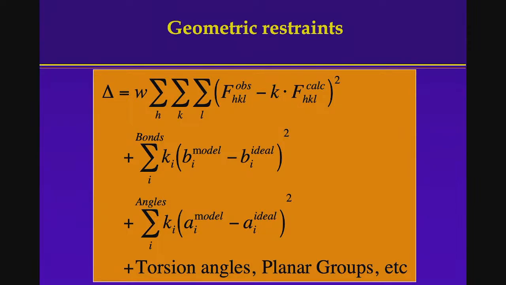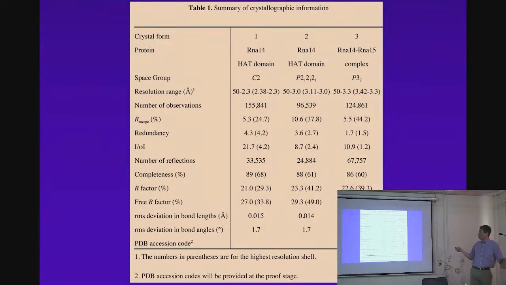For example, the phenol ring I showed you earlier is planar. If you refine the structure but the phenol ring starts buckling, that would not be good, right? So planar groups are restrained as well. That makes the model make more sense in terms of the chemistry and biochemistry of the protein and the nucleic acids. That's included as well, and that's something you will see reported in the papers. That's shown right here.